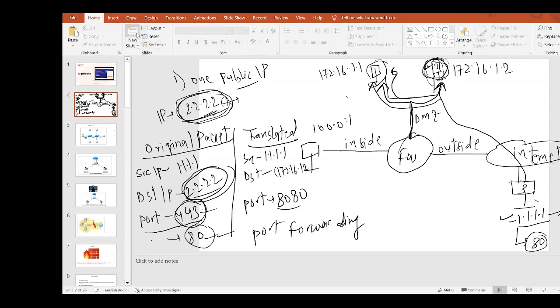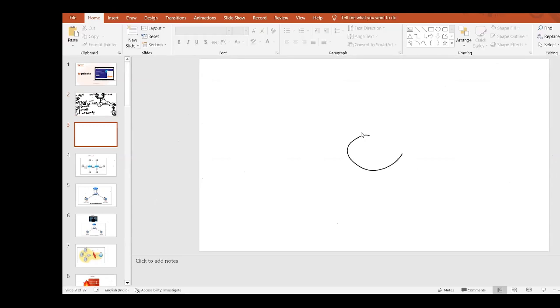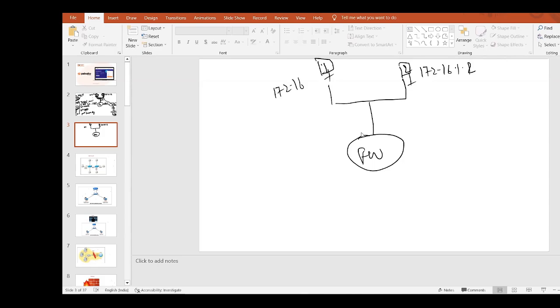Okay, let me explain again. What is happening here? This is my firewall, and this is my PC. PC1 has IP 172.16.1.2, and PC2 has IP 172.16.1.1. So what would happen if someone tries to access port 80? The firewall will forward the traffic to this PC, and if someone initiates traffic on port 443, the traffic will be forwarded to this PC. That's actually the concept.